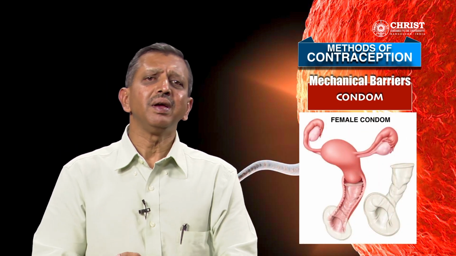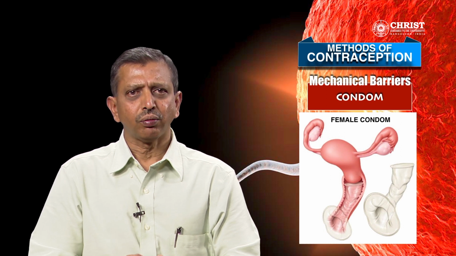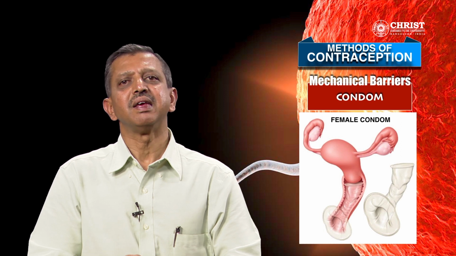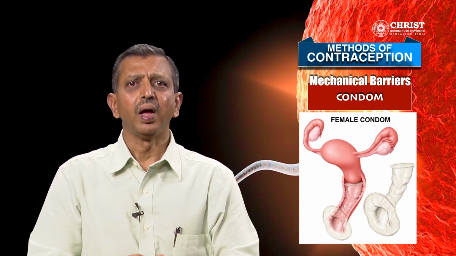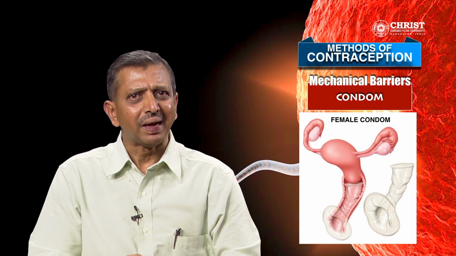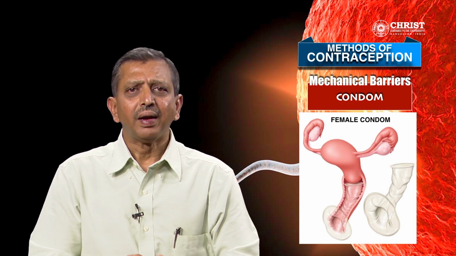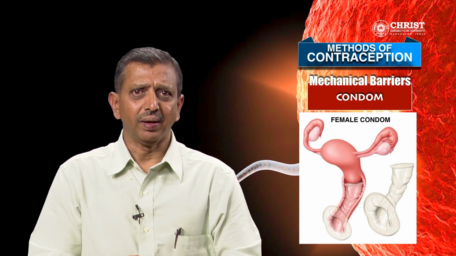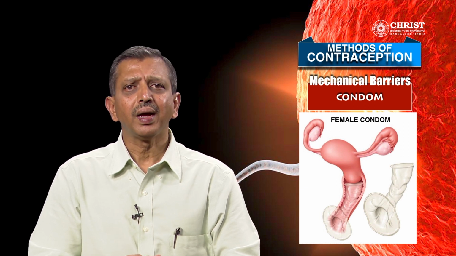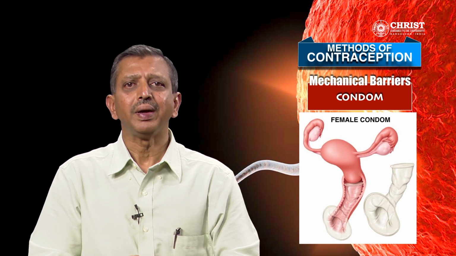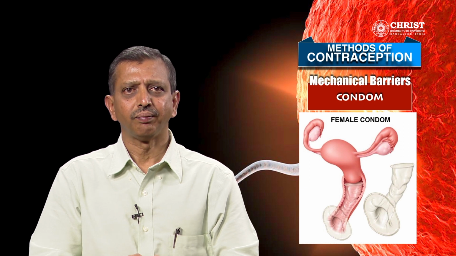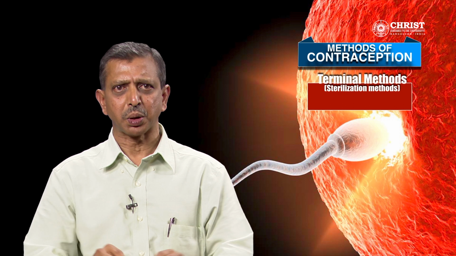The female condom is a soft, loose fitting pouch with a ring on each end. One ring is inserted into the vagina to hold the female condom in place. The ring at the open end of the condom remains outside the vagina. The outer ring helps keep the condom in place and is also used for removal. These were some of the spacing methods of contraception we discussed.